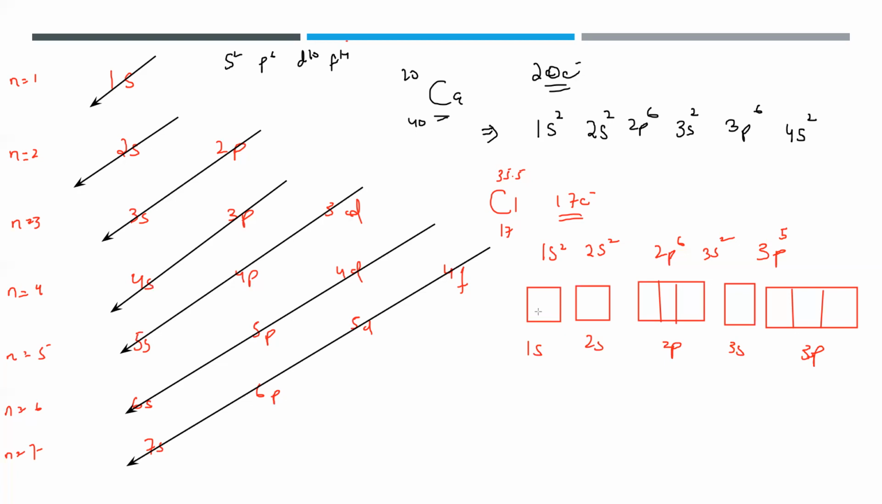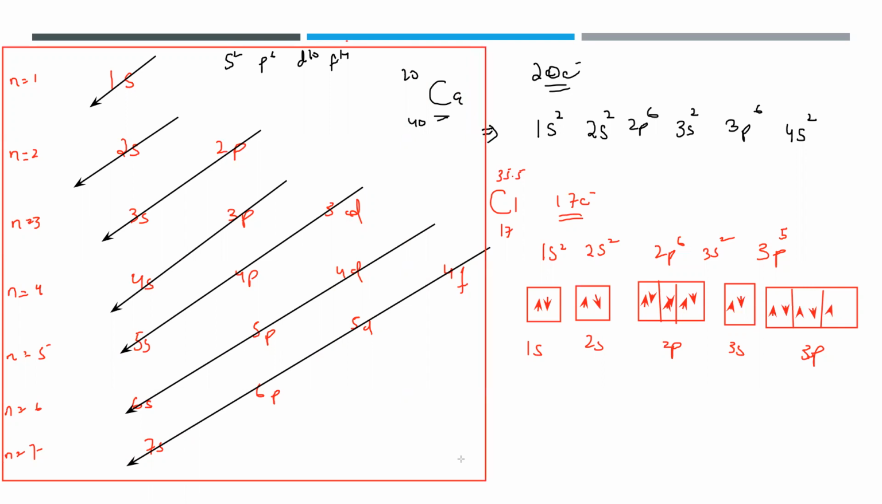In 1s, 2 electrons are there, 1, 2. This is 2s, 1, 2. 2p has 6 electrons, so 1, 2, 3, 4, 5, 6. First make them in the same direction and then add the opposite spin. 3s has 2, so 1, 2. 3p has 5, 1, 2, 3, 4, 5. So this is how we represent electrons in terms of orbitals for the chlorine atom. Is it clear, this example of chlorine? It is very important that you learn this pattern which I drew, so that you will not make any mistake in the exam.